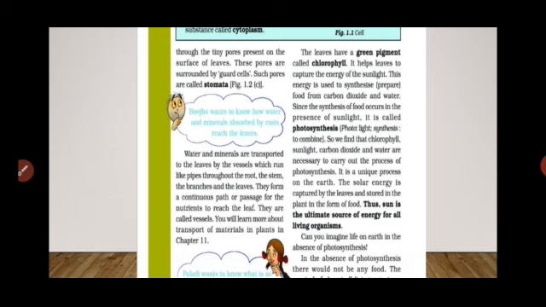Photo means light and synthesis means to combine. Students, which process is this? The process of combination of sunlight, water and minerals, and carbon dioxide. When these things combine together, they form a process called photosynthesis, which is used to prepare food or make the food.